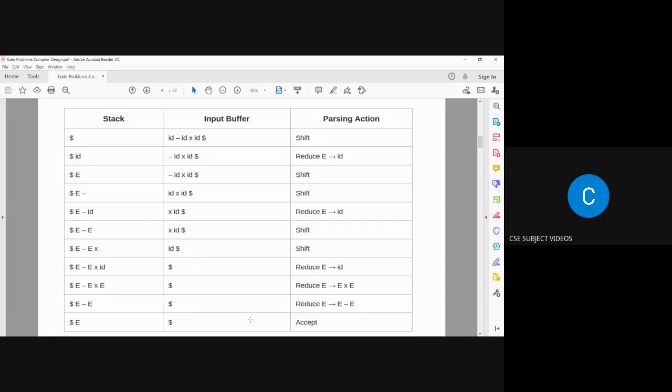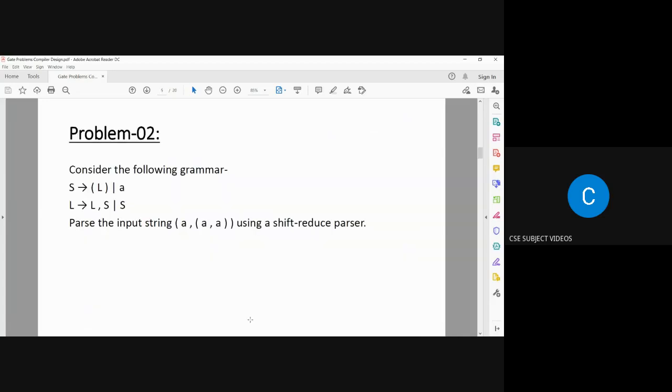Are you clear? Okay, come to our next problem. Consider the following grammar. S tends to open bracket L close bracket slash a. L tends to L comma s slash s. Parse the input string open bracket a comma open bracket a comma a close bracket using a shift reduce parser. So our problem having like this means what we will do.